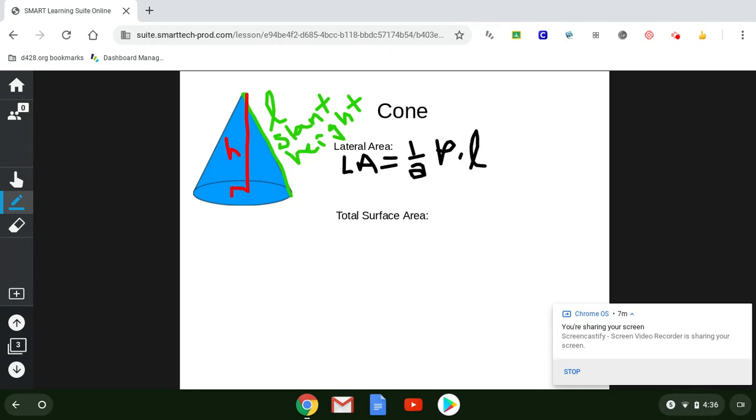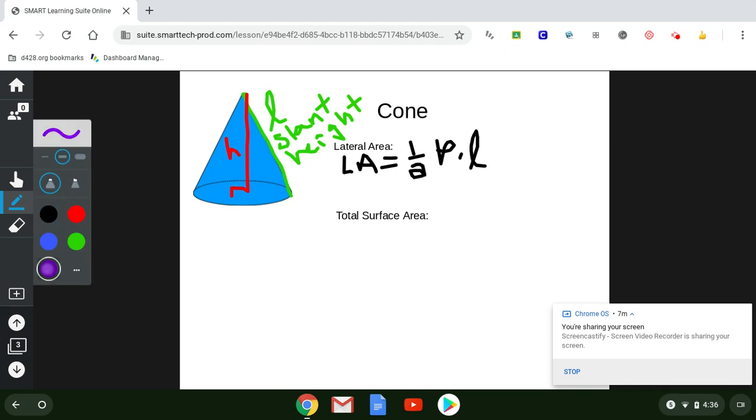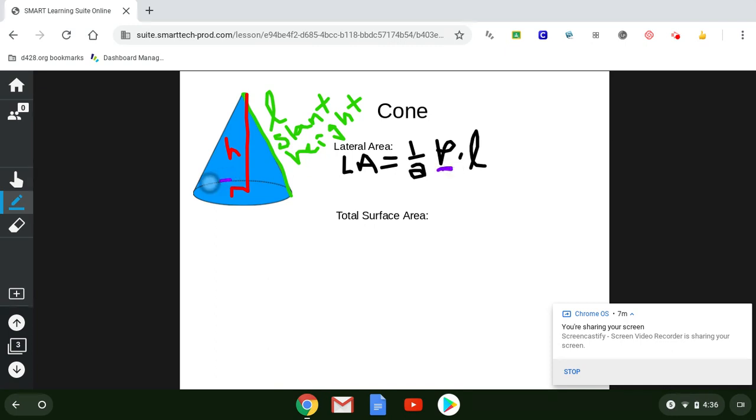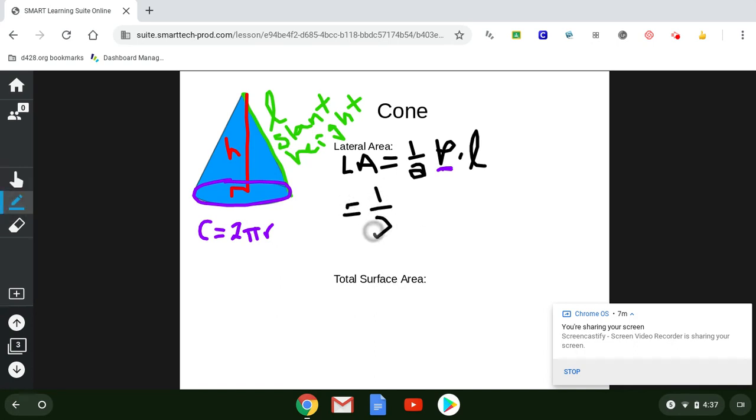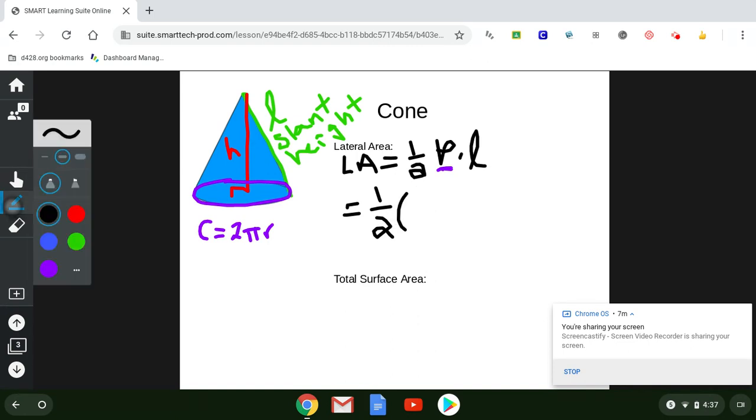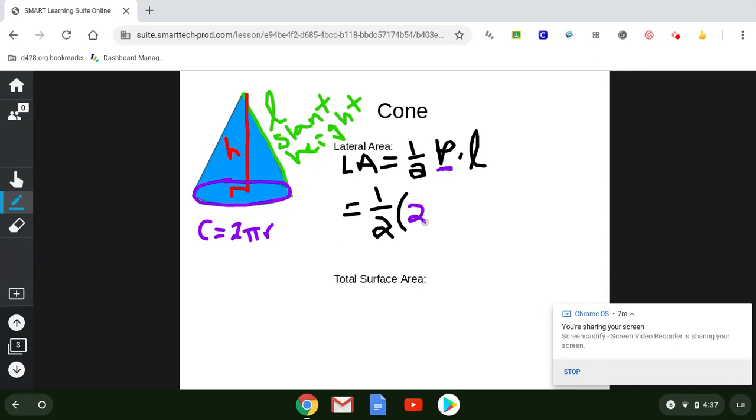Now, the difference here, though, is I have a circle base, so perimeter is not really the right word. The other word for perimeter when we're talking about circles is circumference. Remember that circumference is 2 pi r. So when I put that into this formula here, instead of using the capital P, because a cone's always going to have a circle base, I'm actually going to put in the circumference formula.